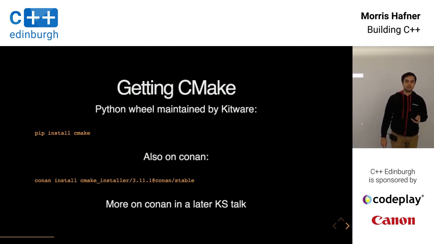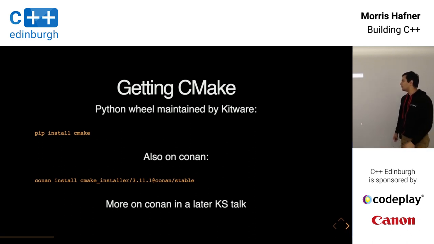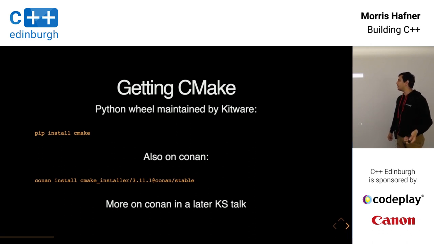And if you want to use the most recent version of CMake, you have to compile it yourself, or you use pip and install CMake with pip. And the Python wheel is even maintained by Kitware. So it's probably a good way to get the most recent version of CMake onto your system.